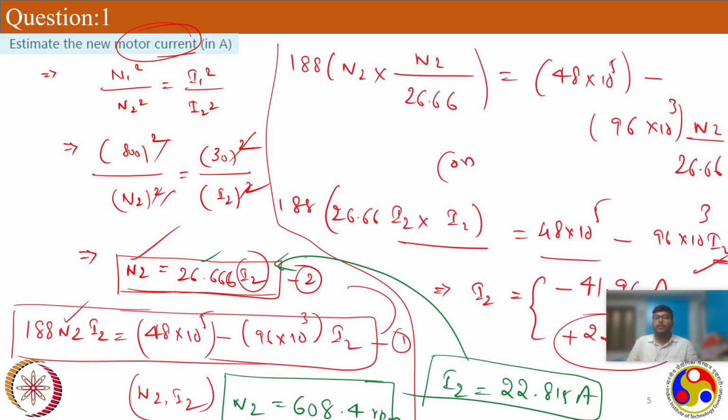Now what is the new motor current? I2 is equal to 22.815.